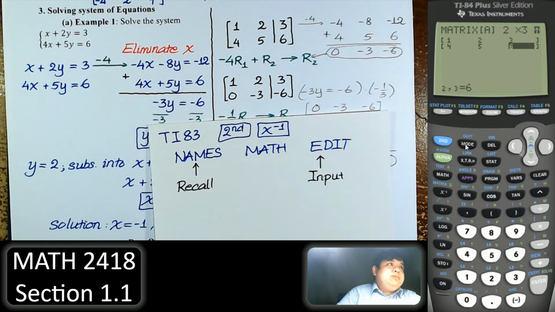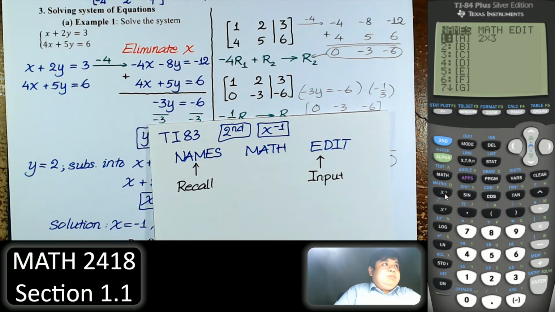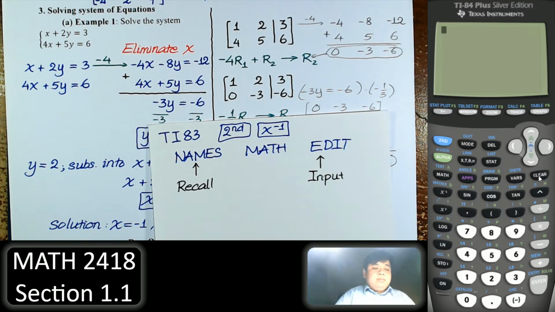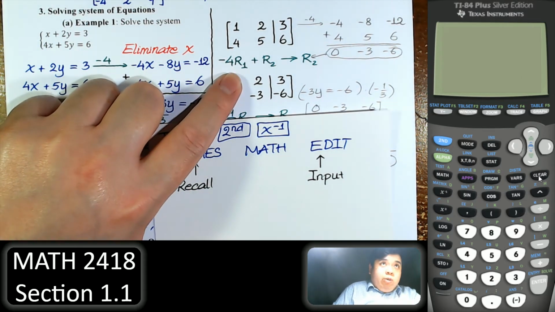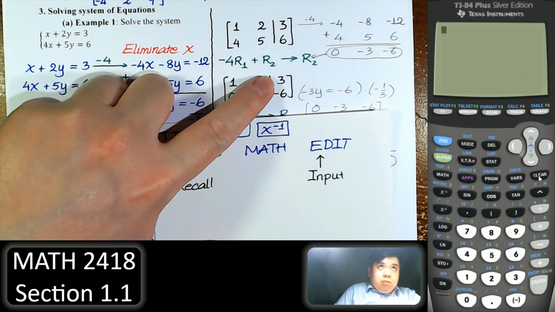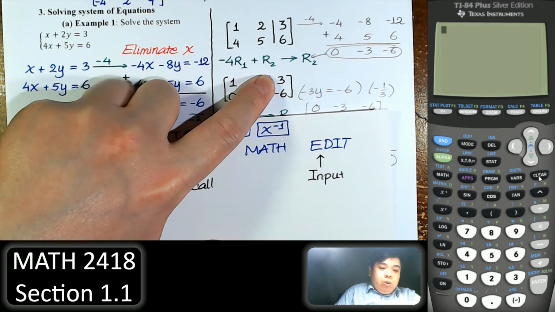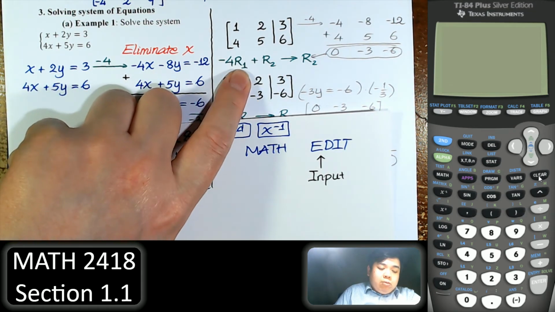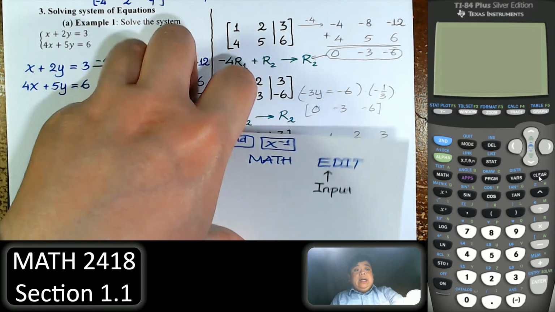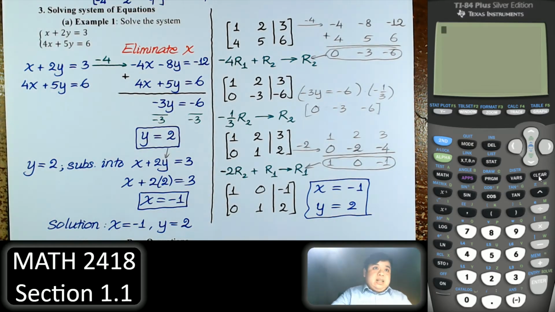second mode. Let's try this again. Second matrix. Now this time you see we have the matrix that has 2 rows, 3 columns, and of course we can work with that. This is the matrix A. Right. So we have the matrix A in the calculator. Now we're going to multiply -4 times row 1 plus row 2 into row 2. In the calculator, the syntax will be this.